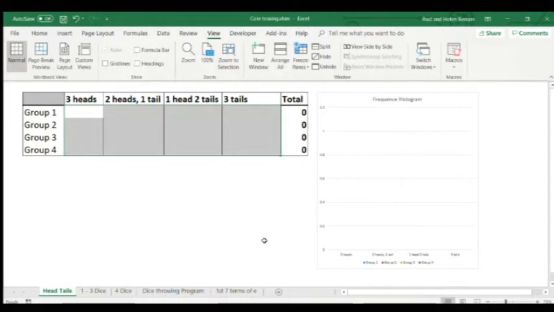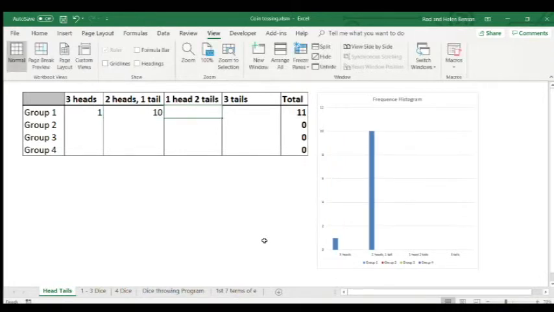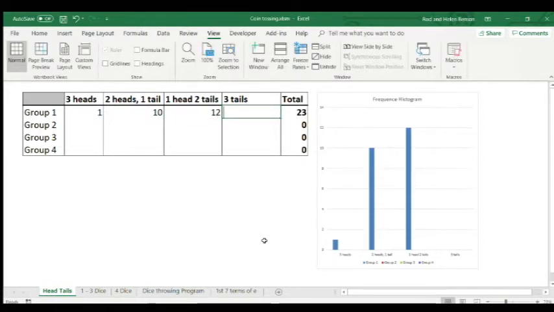So here you will see I have Excel open with a little workbook I developed for this lecture series. As I mentioned previously, I spent the morning coin tossing and created four groups of data where three coins were tossed 30 times to give the following values. Group one, I got one triple head, 10 two heads and one tail, 12 one head and two tails, and 7 triple tails.